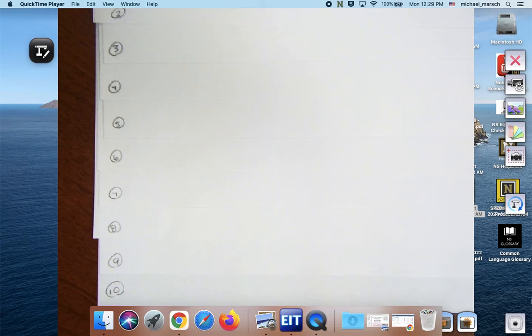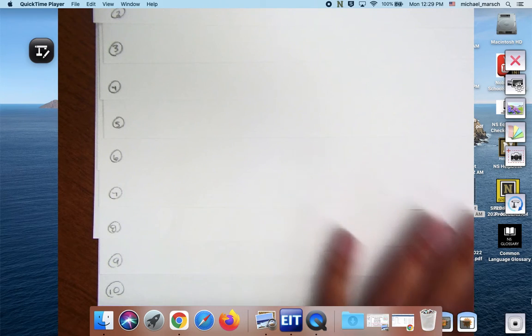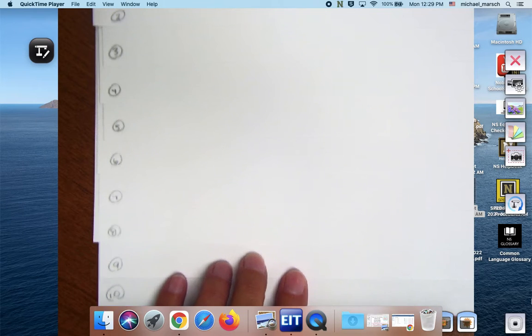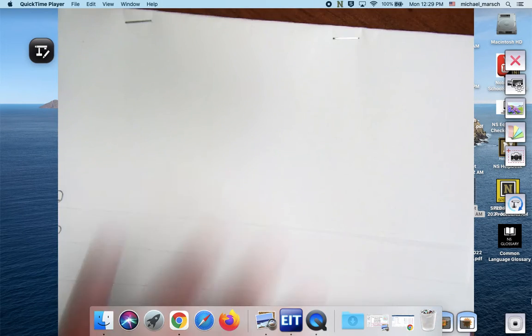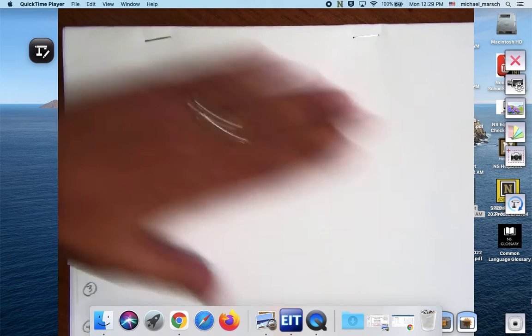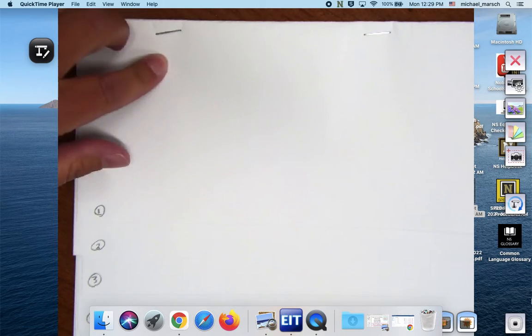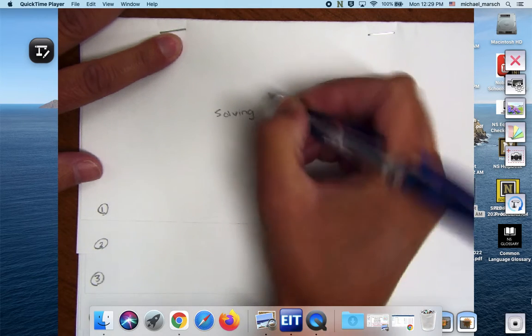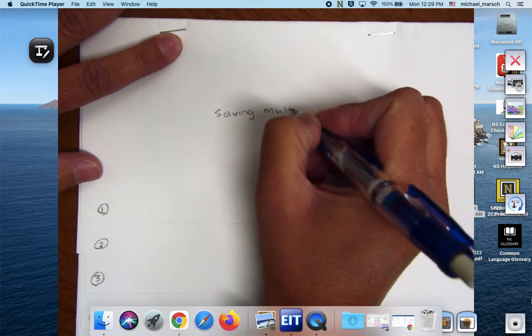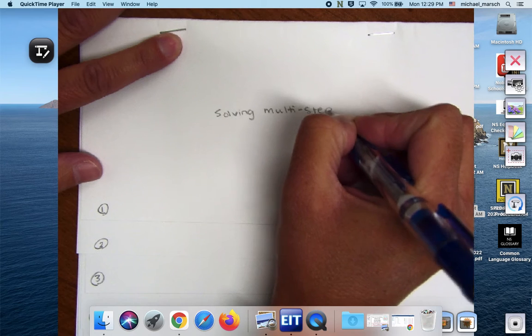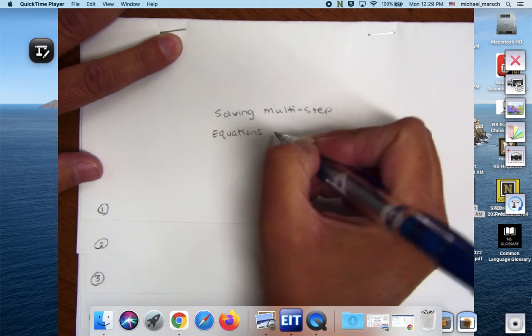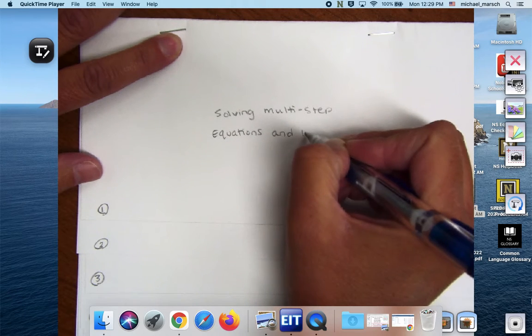It's called a flip book. I wonder what it could be. Okay, so at the top where it says number 1, on this top thing, right where the staples are, you're going to write solving multi-step equations and inequalities.